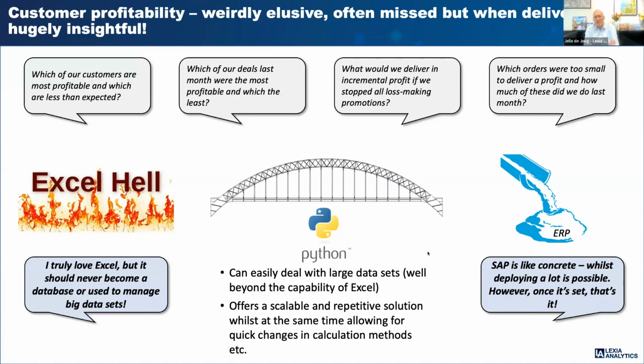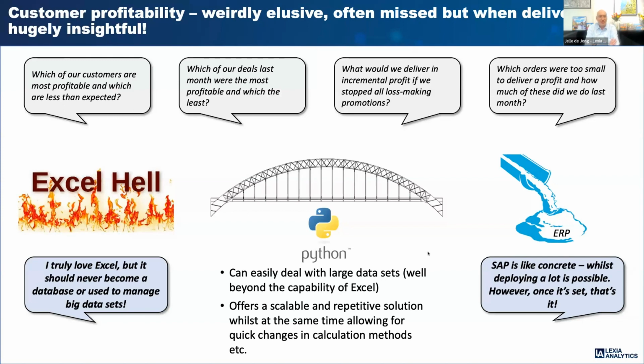What would we deliver in incremental profit if we stopped all loss-making promotions? That's an interesting question. Often asked, but very hard to answer. And to what extent have we got orders that are too small to deliver profit? And how many of them did they do last month?